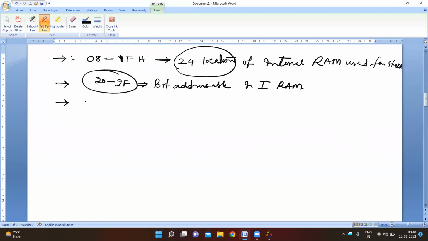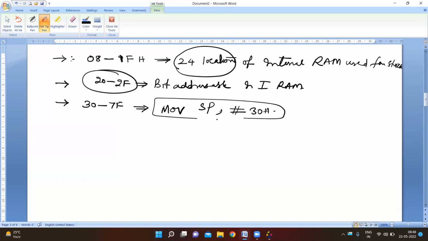So from 30 to 7FH we can use these locations, done with the move stack pointer instruction. We need to move the stack pointer to a specific address with the help of this instruction: MOV SP, #30H. So from 30H onwards, we can use these as stack locations now.